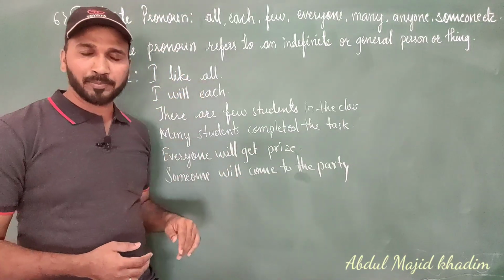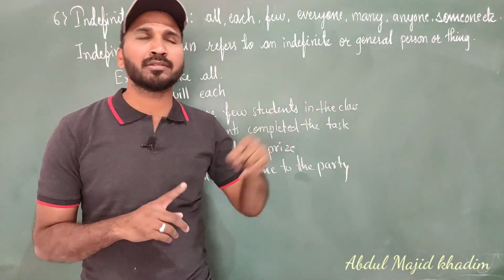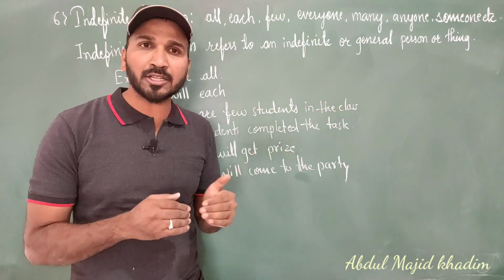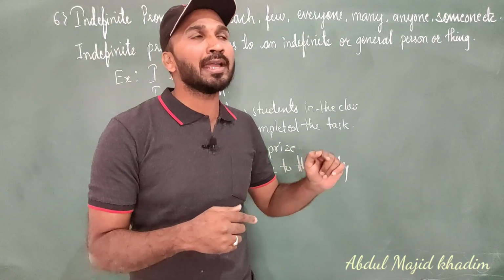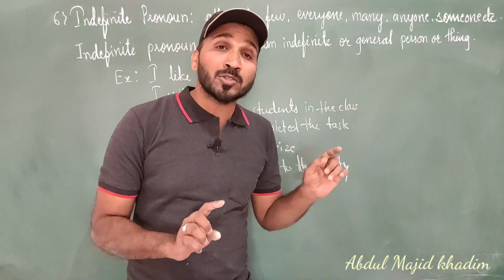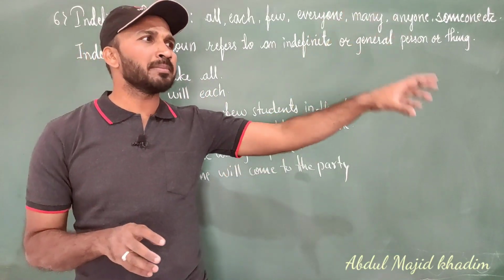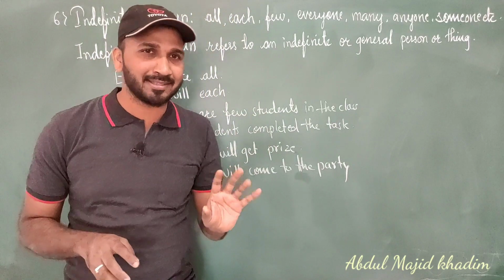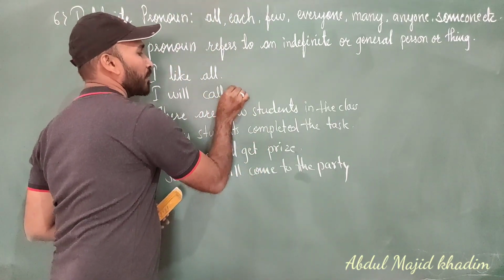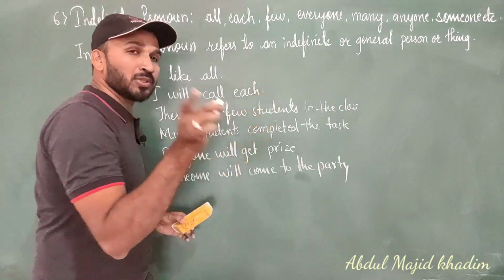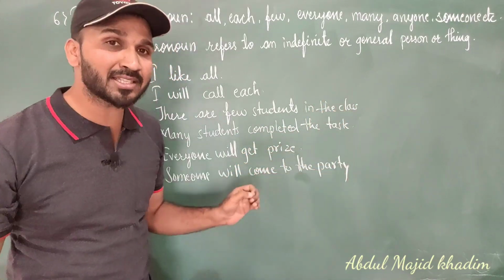Examples: I like all. Instead of saying I like Ram, I like Mohan, I like Peter, instead of telling all these names, I can say I like all. So that word all shows that it is an indefinite person, maybe he, maybe he, maybe he. Or I will call each, meaning each person, Mohan, Ram, Sham, Peter, each.